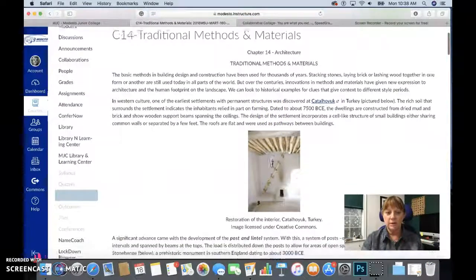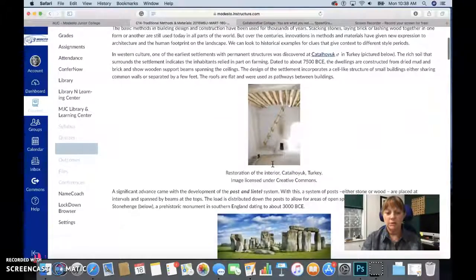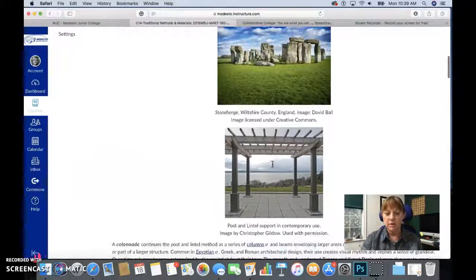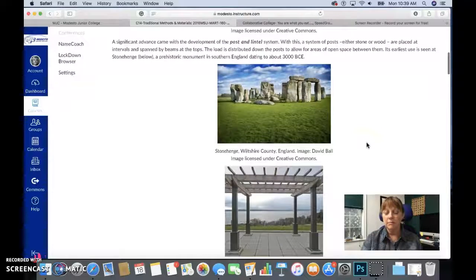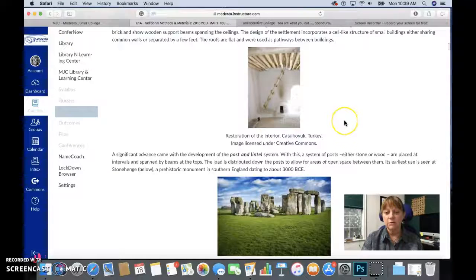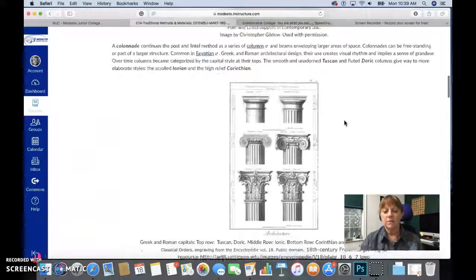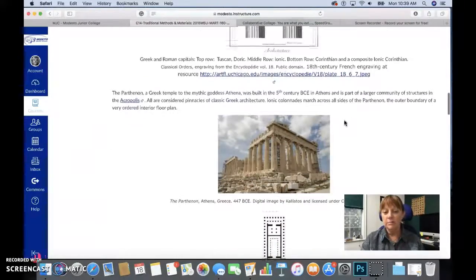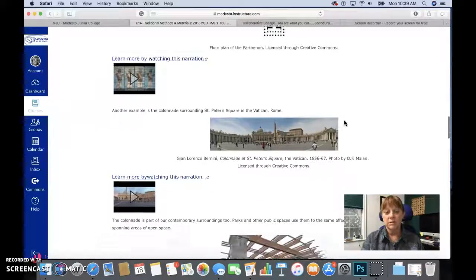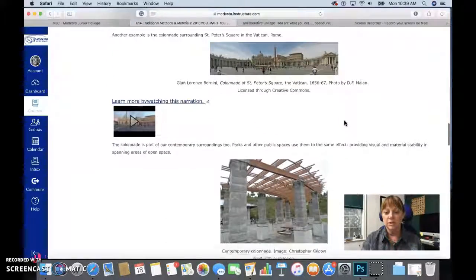So traditional methods, we talk a lot about the post and lintel system, and you might recognize some of these structures. If you have a patio like this, that is considered a post and lintel support. And it goes way back to Stonehenge, and here's the interior of the Catalhoyuk in Turkey. And we talk about the columns and Greek architecture, and I've given you so many things to look at. I hope that you enjoy this section.